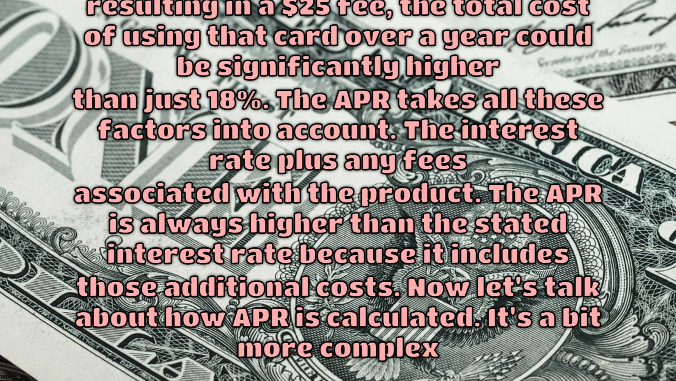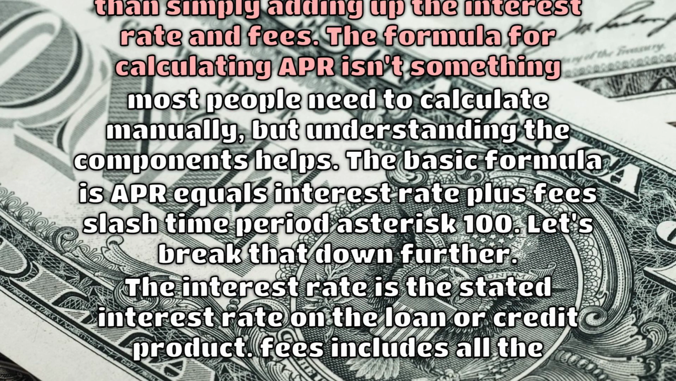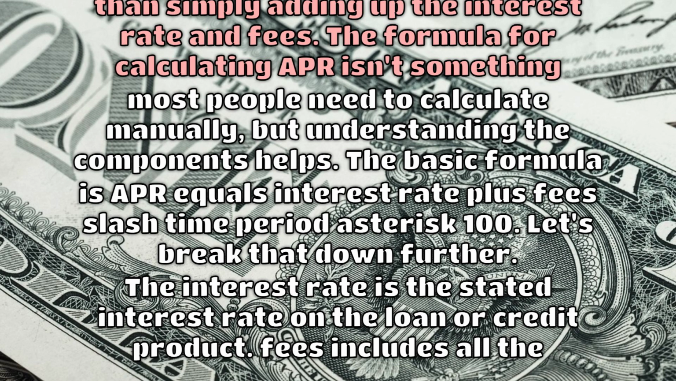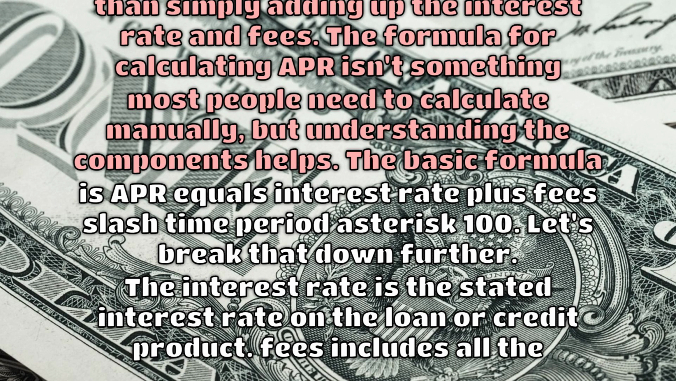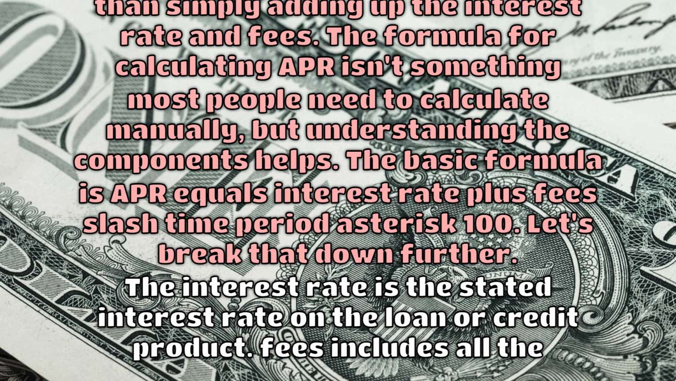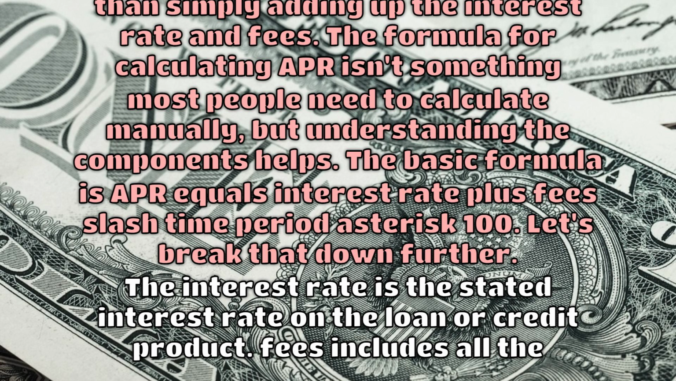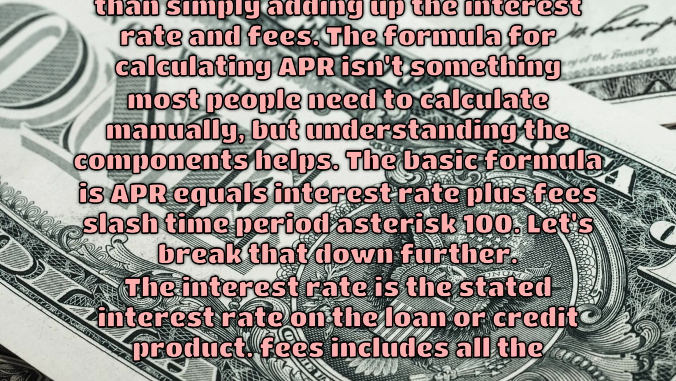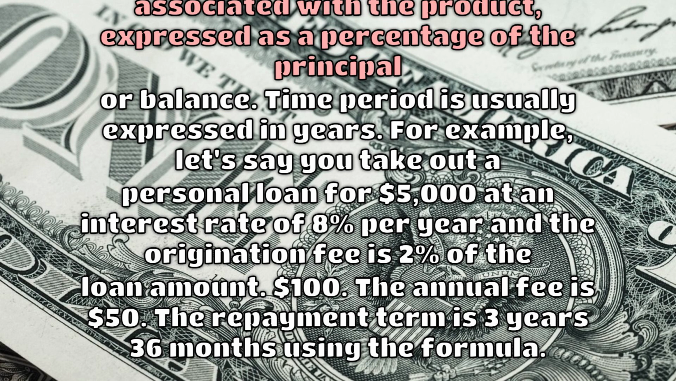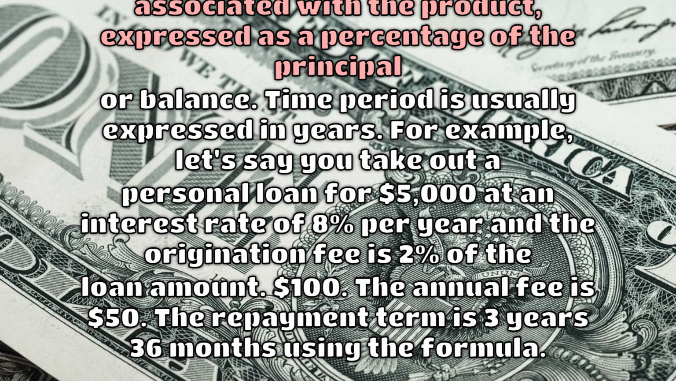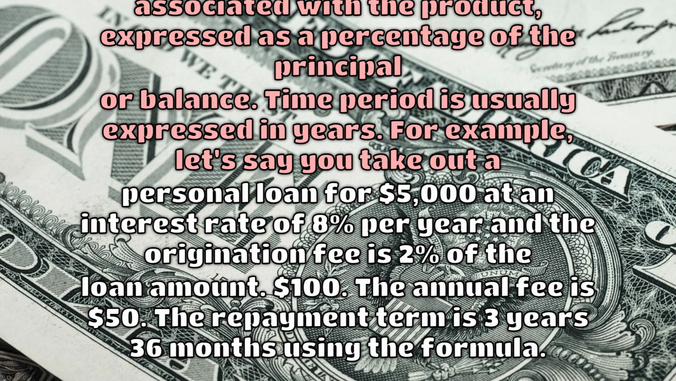Now let's talk about how APR is calculated. It's a bit more complex than simply adding up the interest rate and fees. The formula for calculating APR isn't something most people need to calculate manually, but understanding the components helps. The basic formula is APR equals interest rate plus fees / time period * 100. Let's break that down further. The interest rate is the stated interest rate on the loan or credit product. Fees includes all the one-time and recurring fees associated with the product, expressed as a percentage of the principal or balance. Time period is usually expressed in years.